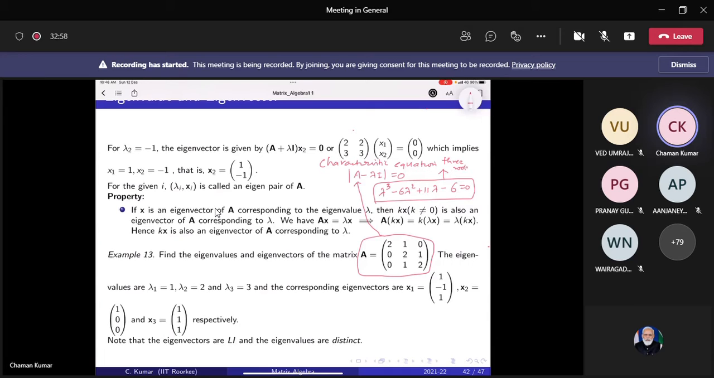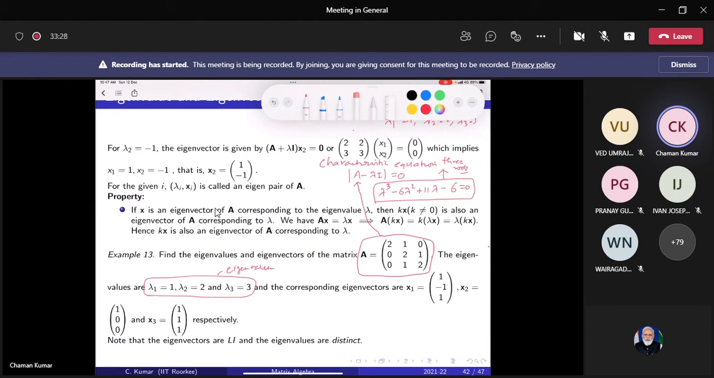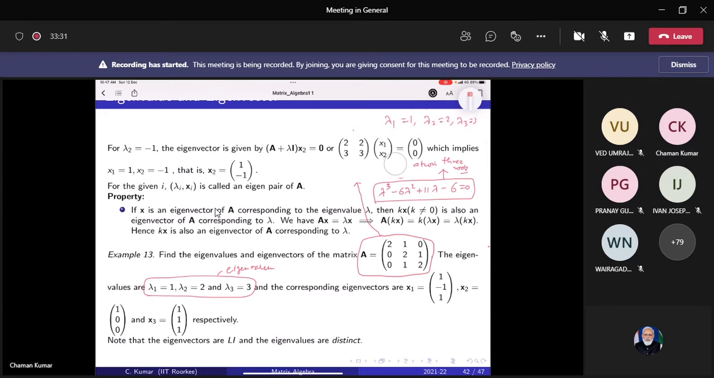Can you find the roots? Lambda 1 is equal to 1, lambda 2 is equal to 2, and lambda 3 is equal to 3. Okay, so these are the eigenvalues. The solutions of the characteristic equation are the eigenvalues. Now you start one by one. You take lambda is equal to 1 and then find the eigenvector.